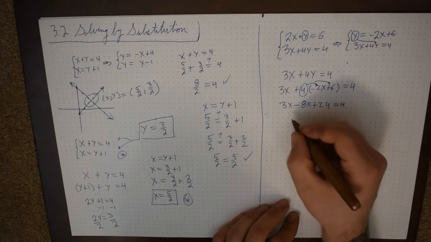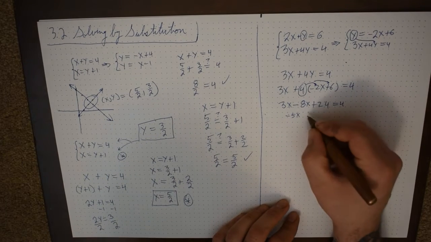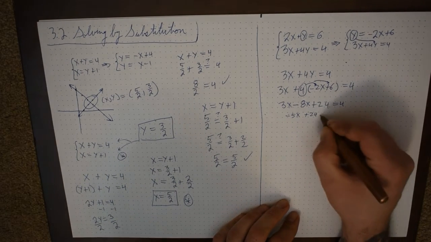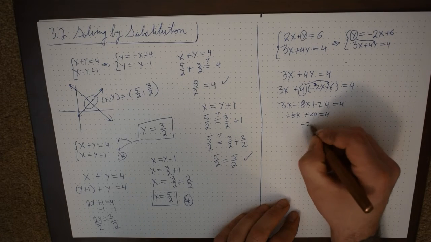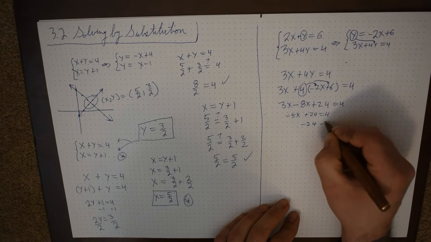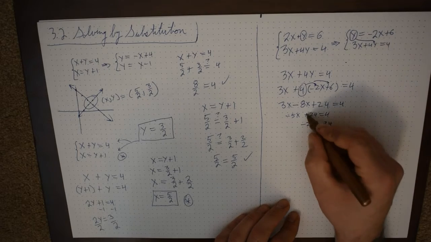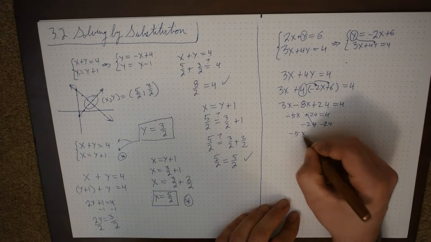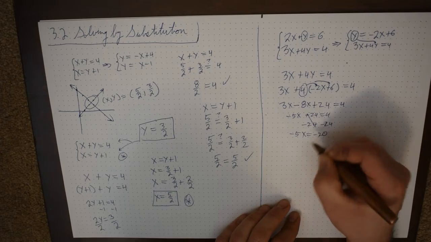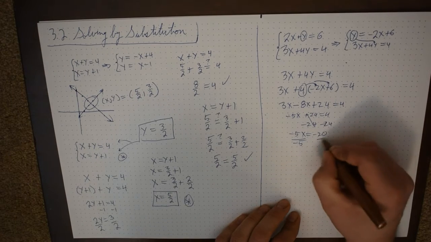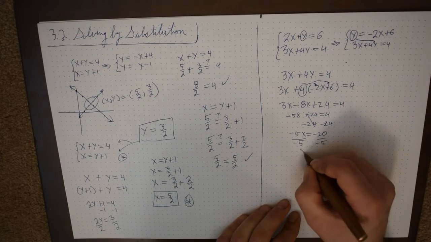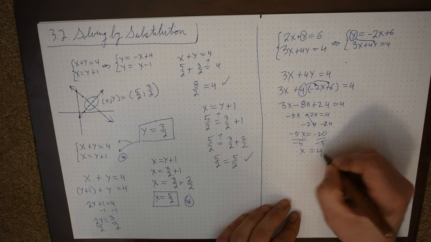We can gather like terms. Negative 5x plus 24 is equal to 4. Isolate the variable. Negative 5x is equal to negative 20, almost there. Divide by negative 5, and we see that x is equal to 4.